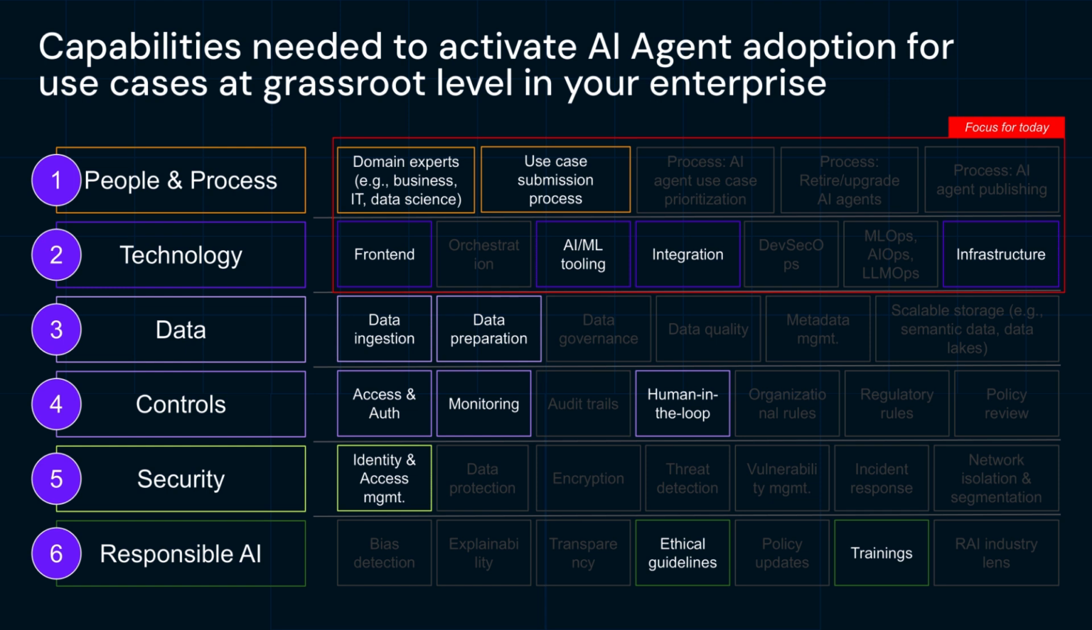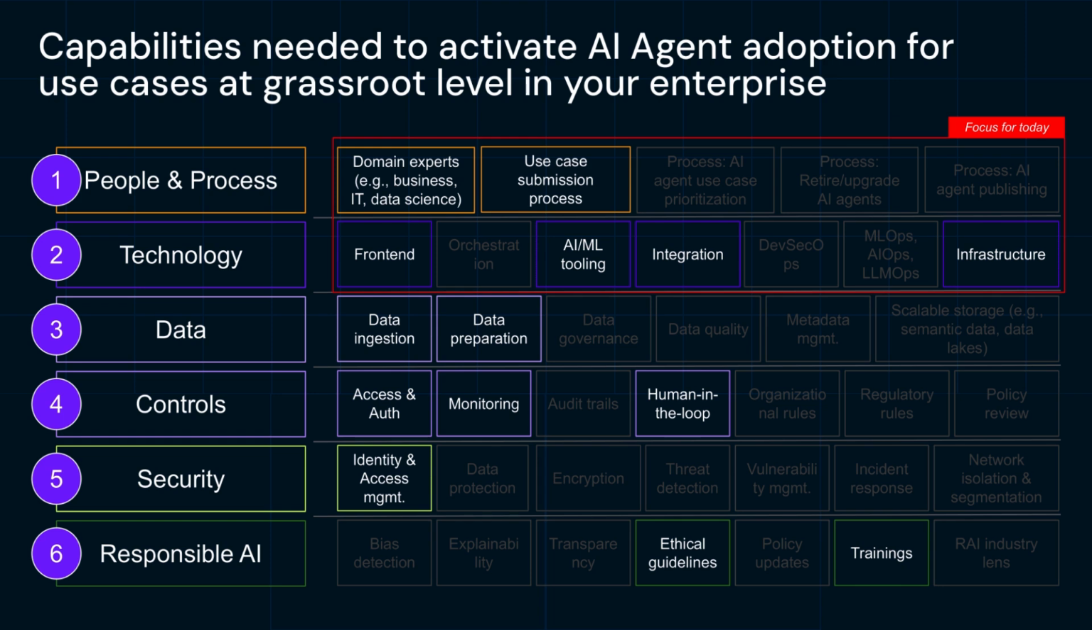So now that you have an idea about what kind of use cases can thrive at a grassroots level for your enterprise, now it's time to think about what are the bare minimum lightweight capabilities that are needed to activate grassroots level employees for AI agent innovation.